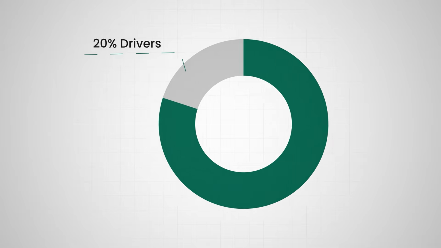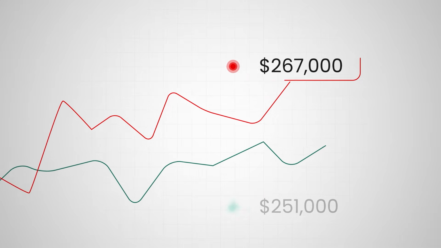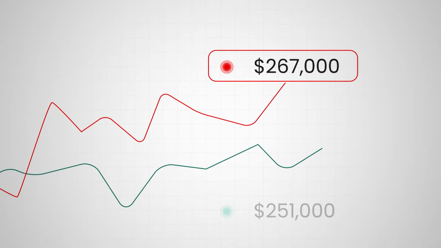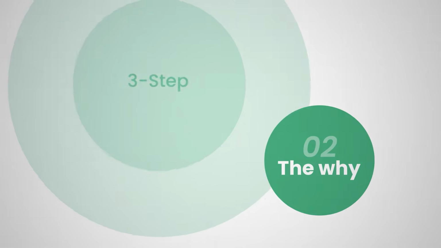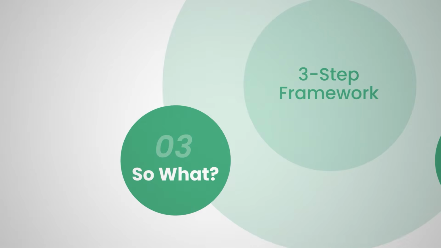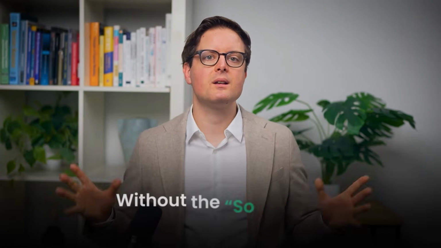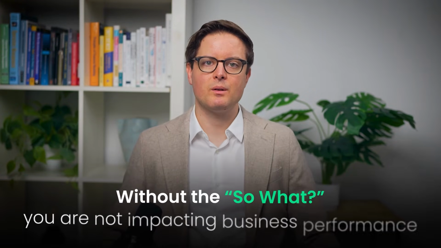This is the 80-20 rule in action. I focus on the 20% of drivers that cause 80% of the variance. Deloitte at $267,000 is clearly the main issue here, but we're not done yet. Unfortunately, many FP&A teams stop here, and that's a mistake. Step 3, the so what. This is the most important part. Without the so what, you're not impacting business performance.